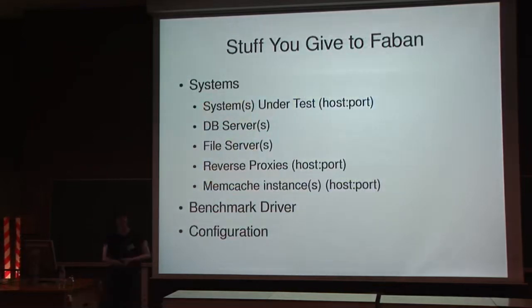You have to give Faban certain information to get everything working. You have to provide information about all of the systems involved in the test. So, for example, the web servers, the application servers, database servers, memcached instances, reverse proxies, host port pairs for the most part. You also have to provide a benchmark driver, but Faban gives you some samples you can use to develop that. And we'll look at some of the code that you would use to develop a benchmark driver in later slides. And you also have to provide a configuration. The configuration data is details about what the run will do, how long it will run for, the number of simulated users, etc.